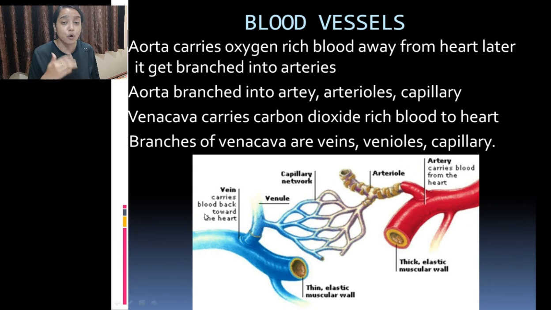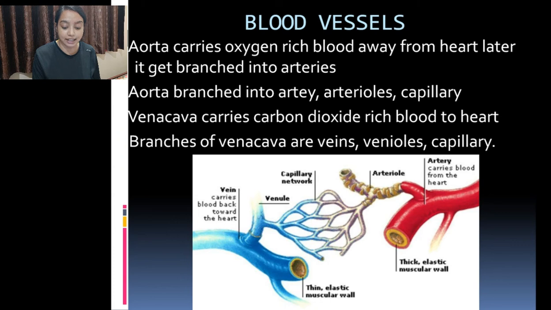capillaries. From the capillary, oxygen is transferred into the tissues, and from the tissues, carbon dioxide is transferred into the capillary blood. Now the capillary blood becomes carbon dioxide rich blood, which we generally call deoxygenated blood. From the venule, that deoxygenated blood goes to the veins, and then the veins transfer this blood to the vena cava. Thus, we can say that the vena cava carries carbon dioxide rich blood to the heart, and the branches of the vena cava are veins, venules and capillaries.